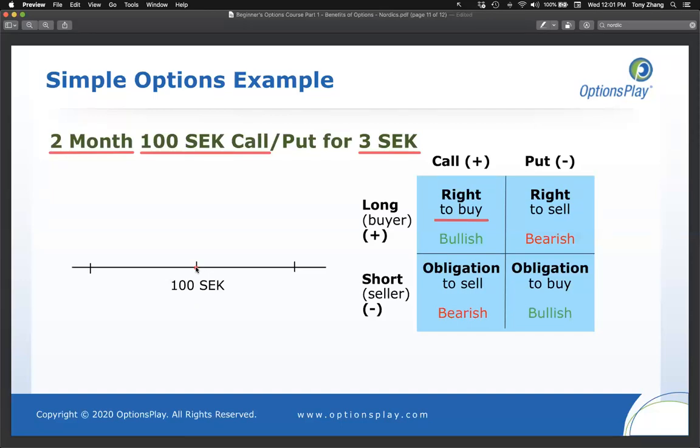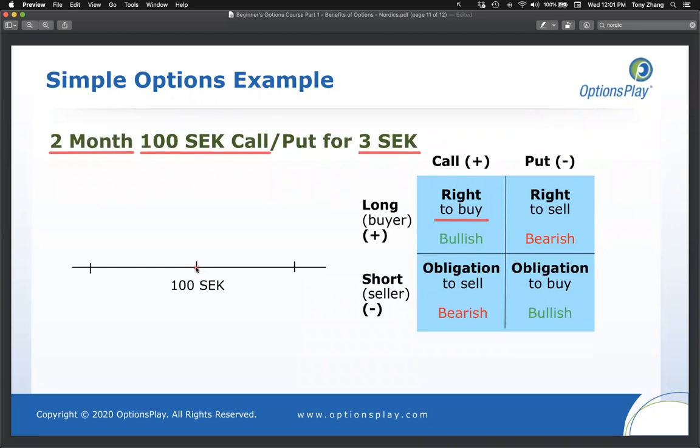It doesn't move, meaning it maybe moved a little higher but came back down, or moved a little lower and came back up. So two months later, the stock is still at 100 crowns. What does it mean to be a call buyer? A call buyer has the right to buy a 100 crown stock that's currently trading at 100 crowns. So guess what? That transaction is basically worthless, because I can buy a $100 stock for $100. I don't gain or lose any money on that transaction.